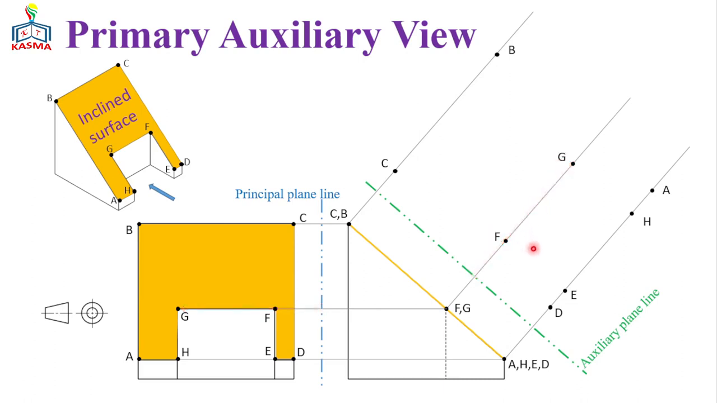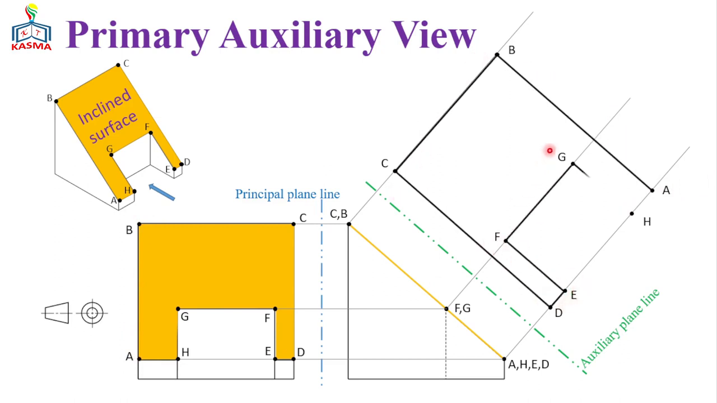The last thing is we can connect all those points starting from the initial corner point in this way. That means from point A, B, C, D, E, F, G, and H, just like this one. And then the last one is from H into A. Finally, we can get this auxiliary view.